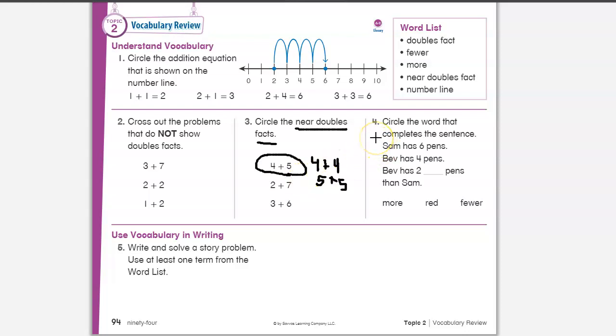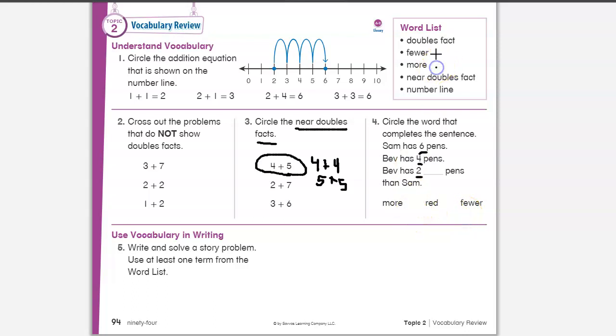Number 4 says circle the word that completes the sentence. Sam has 6 pens. So I'm going to underline 6. Bev has 4 pens. Underline 4. Bev has 2 blank pens than Sam. So let's read over some of these words. We have the word more, red, and fewer.